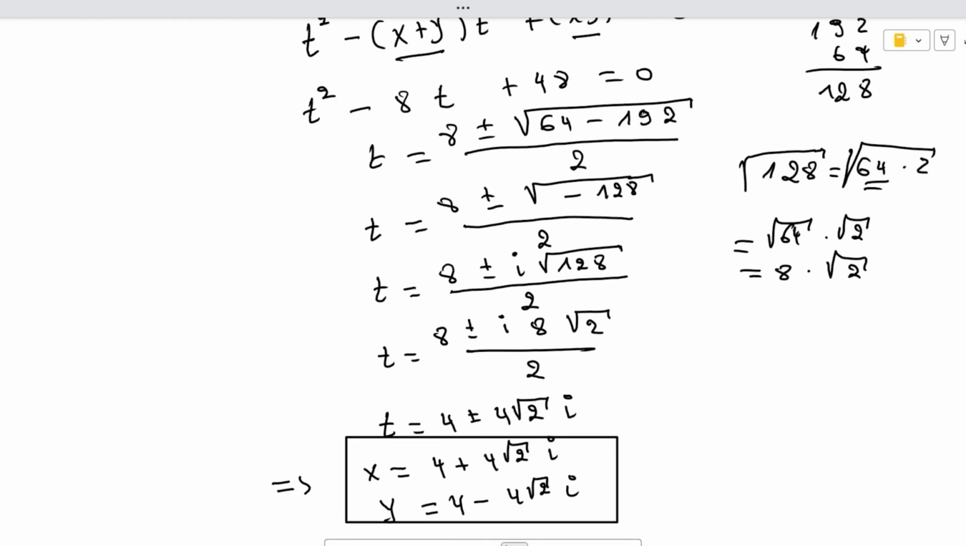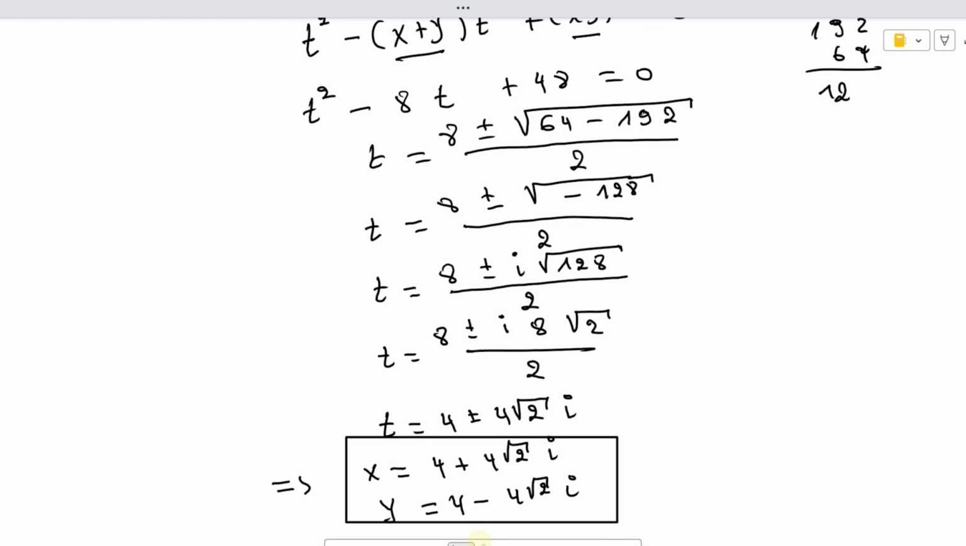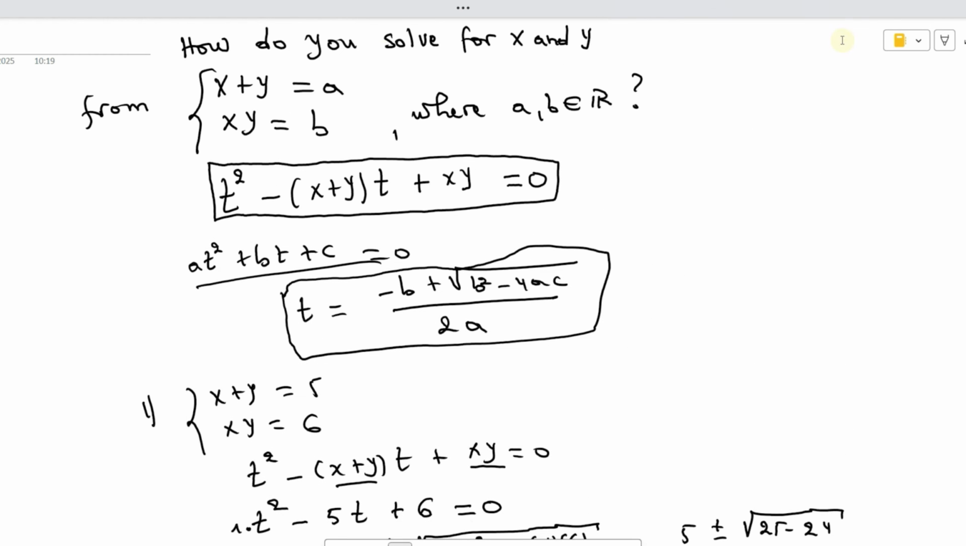Yeah, so that's it. That's normally the process of solving this kind of system of equations. Isn't it good? Now you know it. I hope that once you are given a system of equations of this form, x plus y equals a, and x times y equals b, and you are asked to solve for x and y, now you know how to proceed, and it is easy.